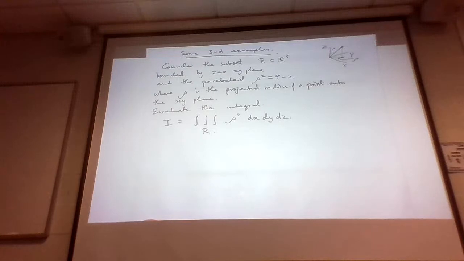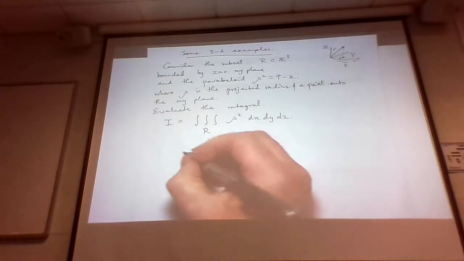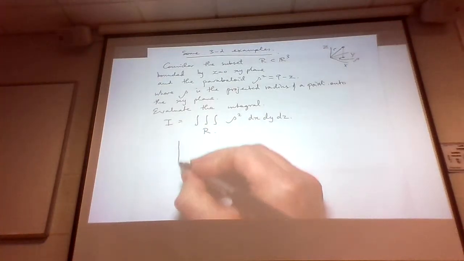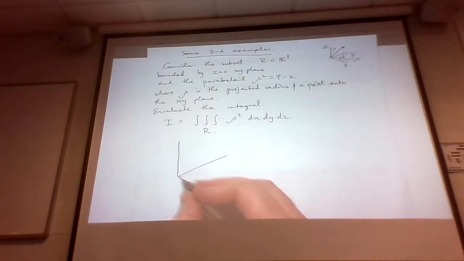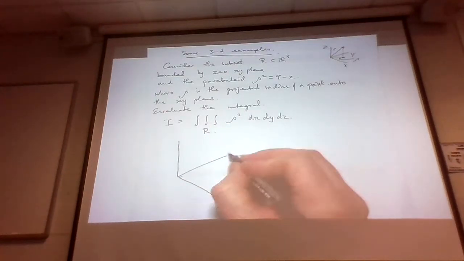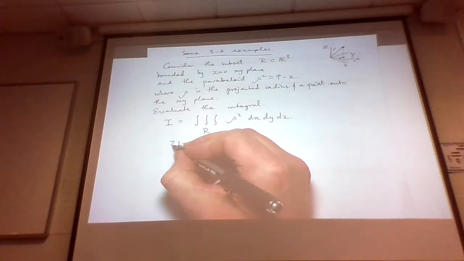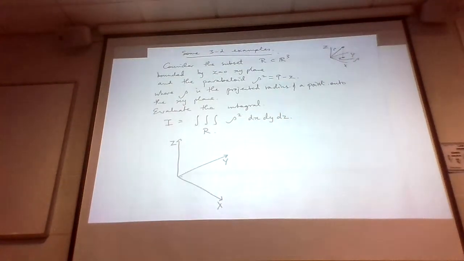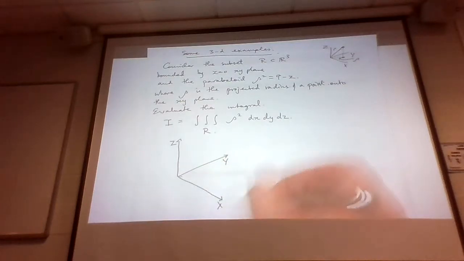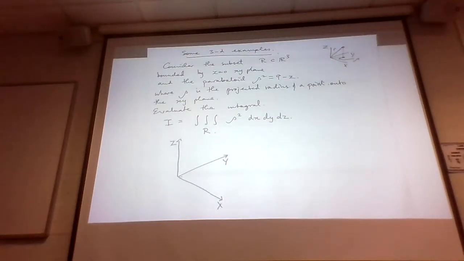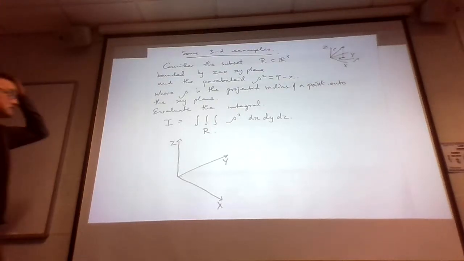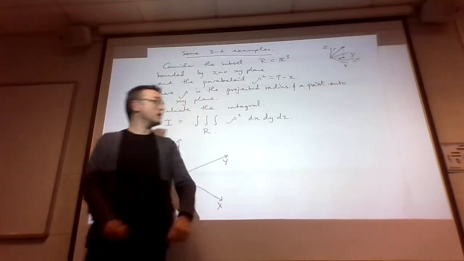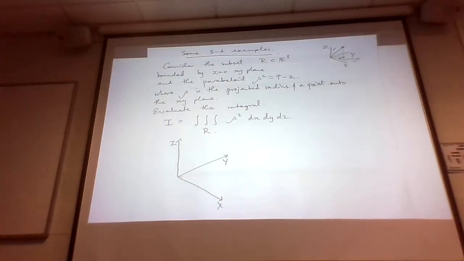Now we need a good sketch of this region, okay? First of all, just so we know what we're thinking about. So here's the x, y, and z axes. The region is bounded on the bottom by the xy plane, and it's bounded by this paraboloid, rho squared equals 9 minus z.